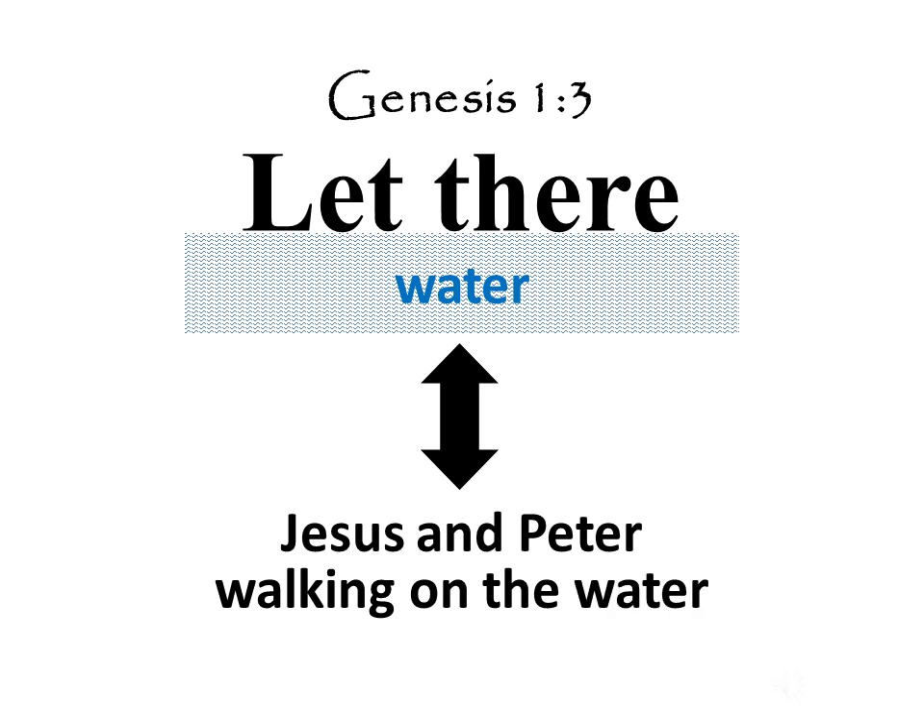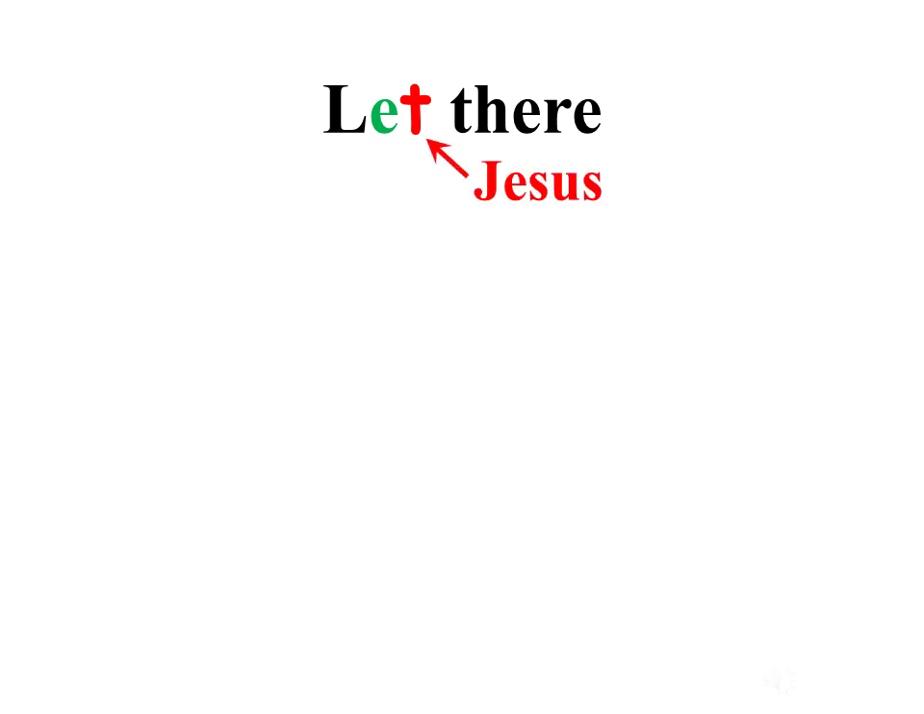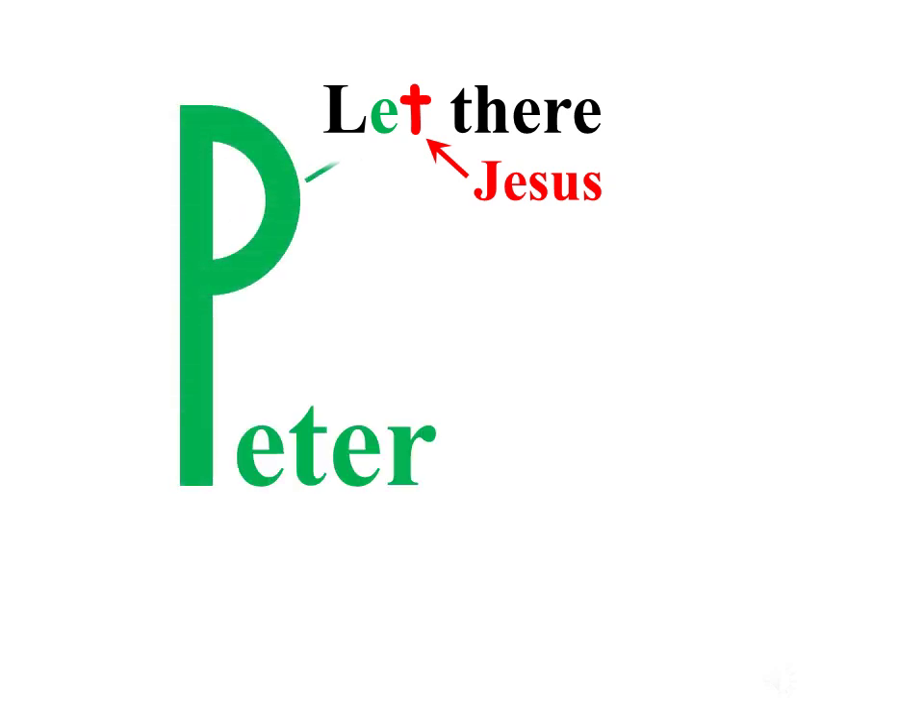Genesis, chapter 1, verse 3, states, "Let there be light." The letters in the two words, "let there," symbolize the event, Jesus and Peter walking on the water. In "let there," the T symbolizes Jesus, since it resembles a cross. The E symbolizes Peter since an E resembles a coiled up, lowered P.